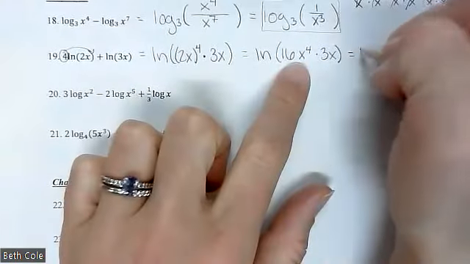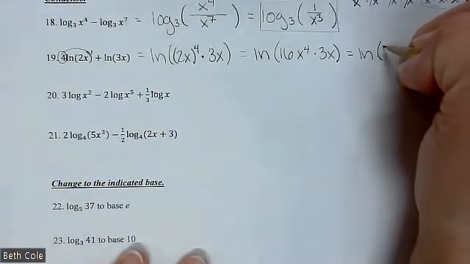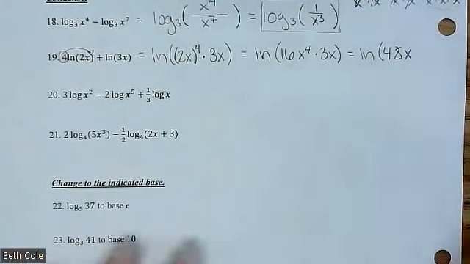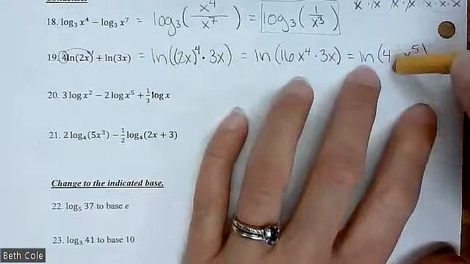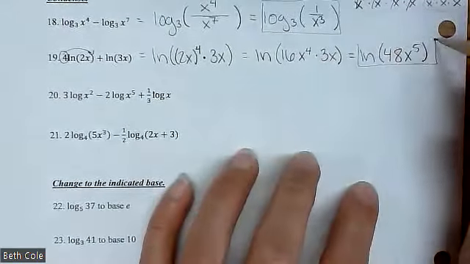And then we're going to multiply those together. So 16 times 3. 48 x to the 5. Good. Why 5? 4, and then another 1. 4 plus 1 gives you 5. Cool.